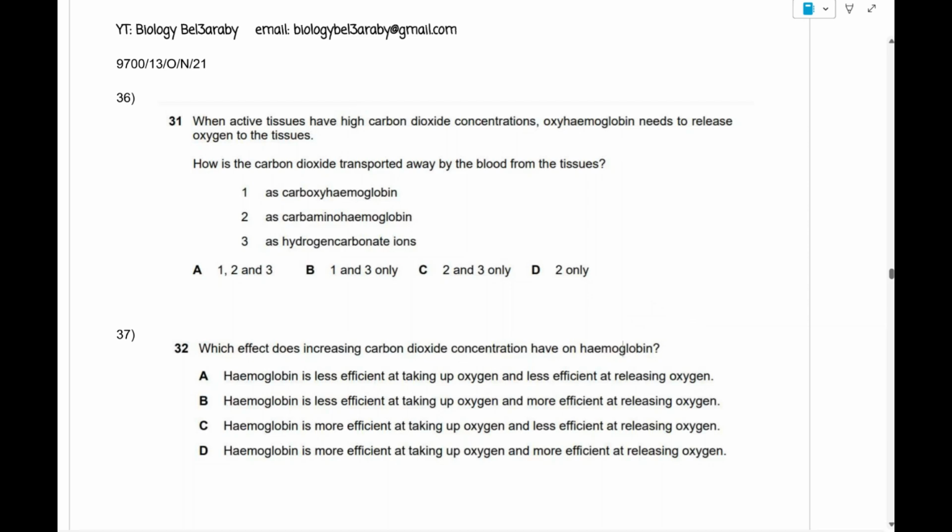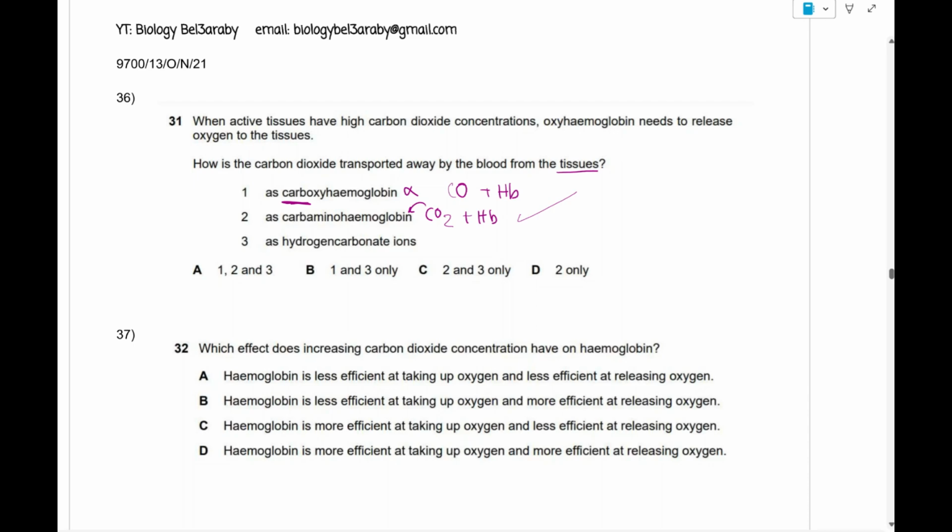Question number 36. When active tissues have high carbon dioxide concentrations, oxyhemoglobin needs to release oxygen to the tissues. How is carbon dioxide transported away by the blood from the tissues? 1. As carboxyhemoglobin. Now, this is completely incorrect, because carboxyhemoglobin is when carbon monoxide binds to hemoglobin. Therefore, this is incorrect. 2. As carbaminohemoglobin. This is correct. When carbon dioxide binds to hemoglobin, this is carbaminohemoglobin. So this is correct.